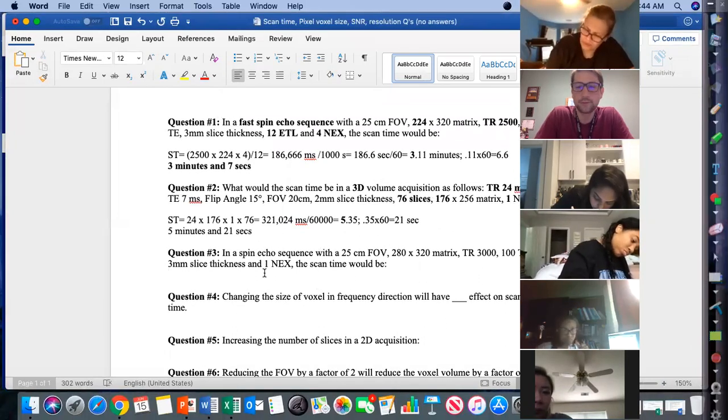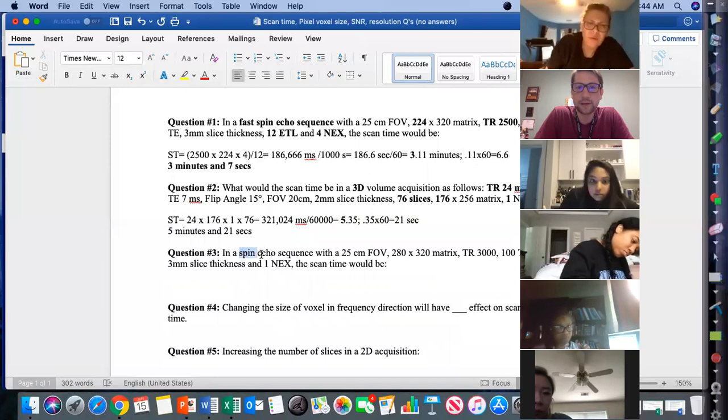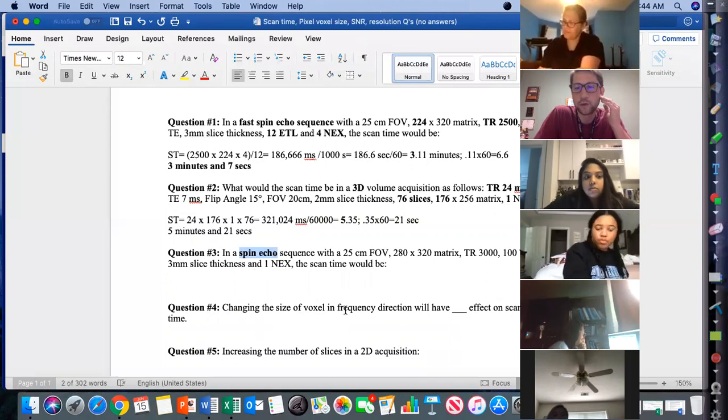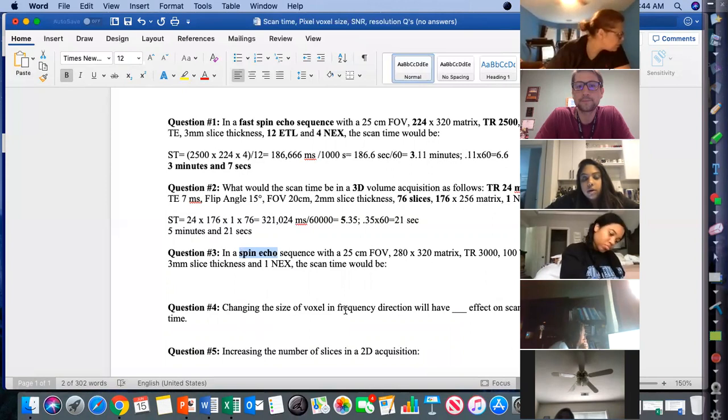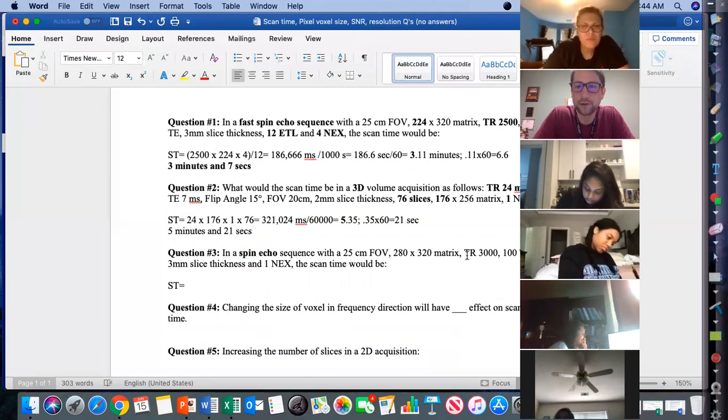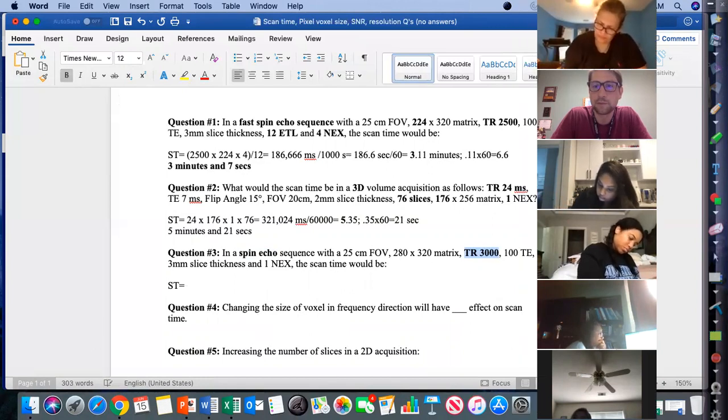All right, number 3. Here it says a spin echo sequence. It could also say conventional, but since it just said spin echo, which equation do we use? TR times number of phase encodings times the NSA. Good. So let's find what our TR is. Highlight that. 3,000. Remember, TR and TE are always in milliseconds. Your phase encoding steps are the smaller number, 280. And it's 1 next. So it's just 1.